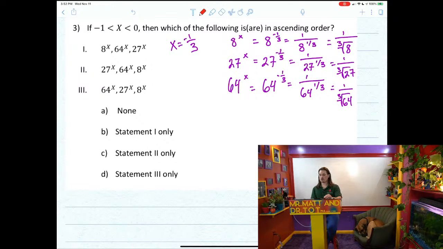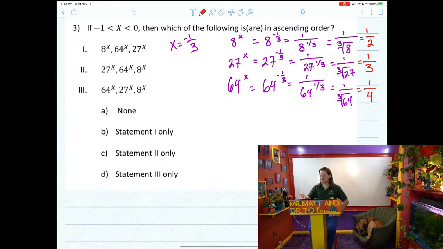Okay, so 1 over the third root of 8. The third root of 8 is 2, so this is going to evaluate into 1/2. The third root of 27 is 3, because 3 to the third power is 27. So this is going to reduce into 1/3. The third root of 64 is 4, because 4 raised to the third power is 64. So this is going to reduce into 1/4.